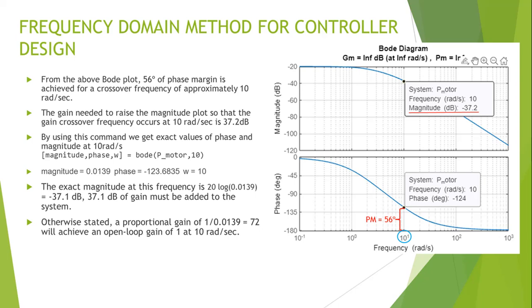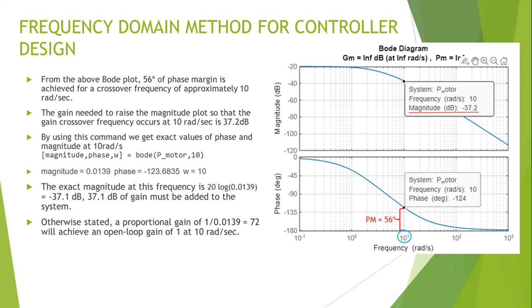A phase margin of 60 degrees is generally sufficient for stability margin. From the second Bode plot, this phase margin is achieved for a crossover frequency of approximately 10 radian per second. The gain needed to raise the magnitude plot so that the gain crossover frequency occurs at 10 radian per second is approximately 40 decibels. Therefore, the exact phase margin for a gain crossover frequency of 10 radian per second is 56 degrees. The gain needed to raise the magnitude plot so that the gain crossover frequency occurs at 10 radian per second is 37.2 decibels.